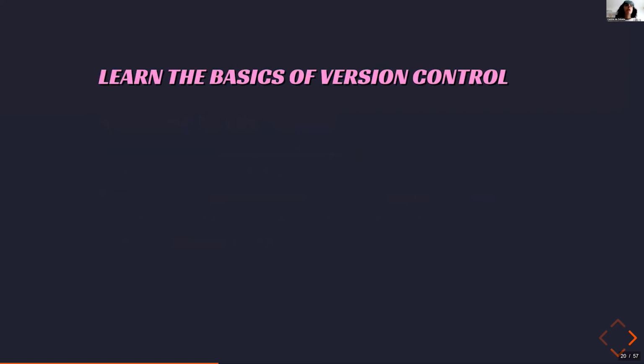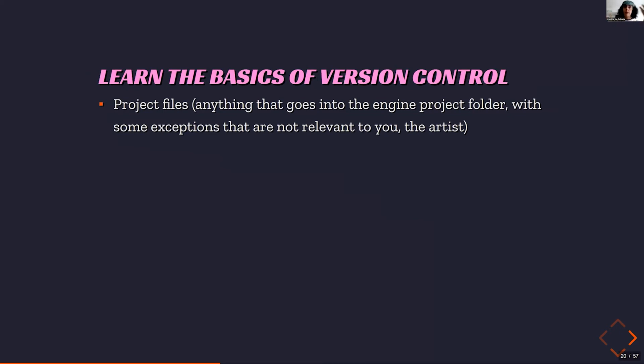On the other hand, you have the version control. That's for the project files. It's your Unity project or your Unreal project. Unreal and Git don't work very well together, but it's anything that goes into the engine project folder, with some exceptions, but those are not relevant for you as an artist. Those are something that the programmer will put in the Git exception, Git ignore file.